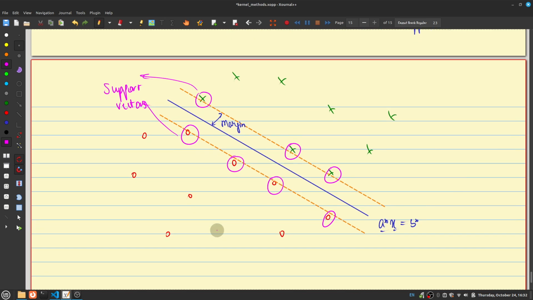All right. So these are what I'll call the marginal hyperplanes. The support vectors are those that lie on the marginal hyperplane. Any questions so far?